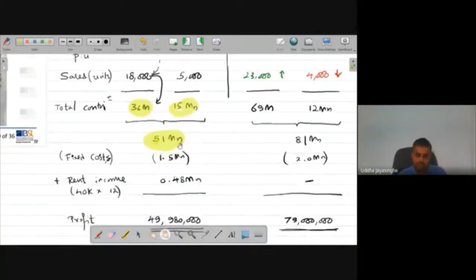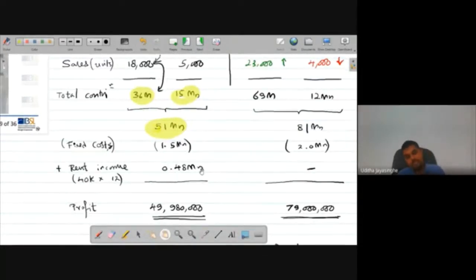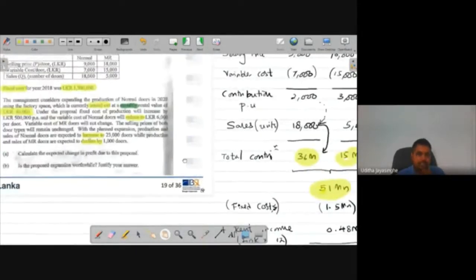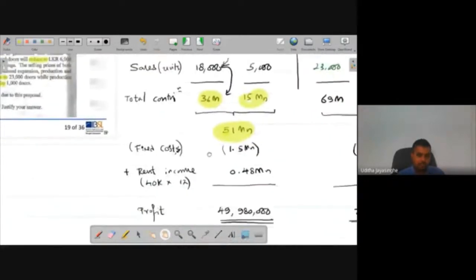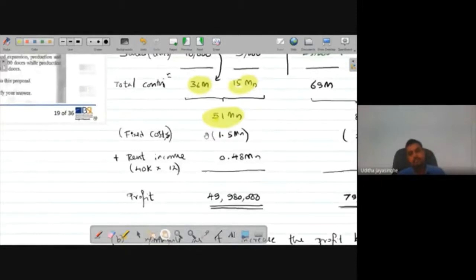Okay, fine. I have the total contribution of 51 million. Then I take out 1.5 million as a fixed cost. And then what else do I have under this proposed model? It is nothing but the rental income. Per month, I'm getting 40,000. If you look carefully at this model, this is a yearly computation. All these numbers are yearly, per annum, for the year 2018 versus the year 2020. So this green highlighted monthly rental, we have to multiply by 12 to get the yearly rental income for this period. Yearly rental income is 40,000 multiplied by 12, that is 0.48 million or 480,000.